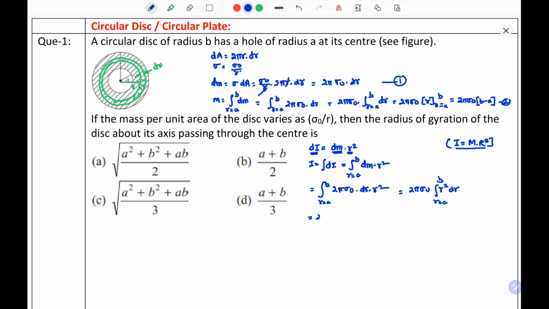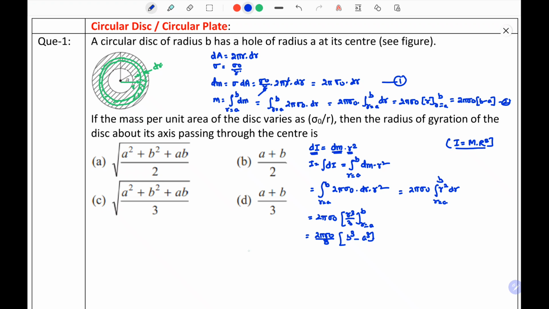Integral of r square is r cube by 3. So we will have r cube by 3 with lower limit r equal to a and upper limit b. Substituting the value, we have 2 pi sigma naught by 3, 3 is constant, and remaining is upper limit minus lower limit.